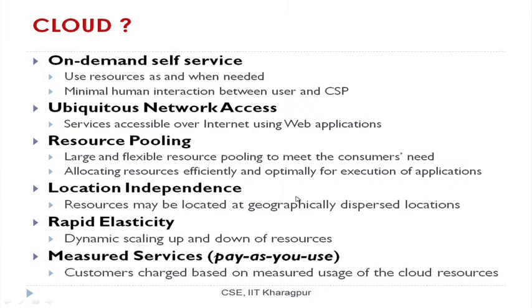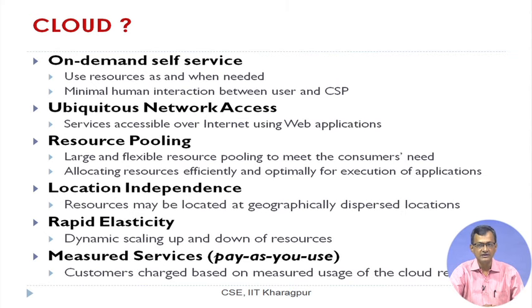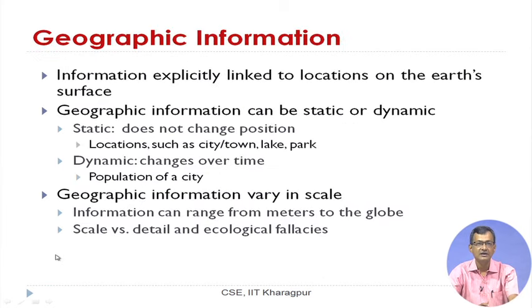So, we have been discussing for long what cloud gives: on demand service, ubiquitous access, resource pooling, location independence, rapid elasticity, measured services. This is one part, the cloud side. If you look at the geographic information side, or the spatial or geospatial information side, it is information explicitly linked to a location on the earth surface. We are primarily looking at spatial data specifically on the earth surface. So, it is a coordinate driven thing. Every data has a location.